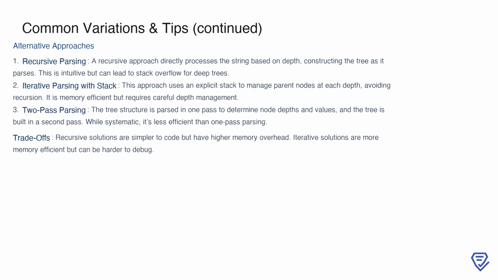While this method is more memory efficient, it requires careful management of depths to ensure correctness. A third option is two-pass parsing. In this approach, the string is parsed in one pass to determine the depths and values of the nodes, and the tree is built in a separate second pass. Although systematic, this method is less efficient than parsing and building the tree in a single pass. Each approach has trade-offs. Recursive solutions are easier to write and understand but come with higher memory overhead. Iterative solutions, on the other hand, are more memory efficient but can be trickier to debug and implement correctly.